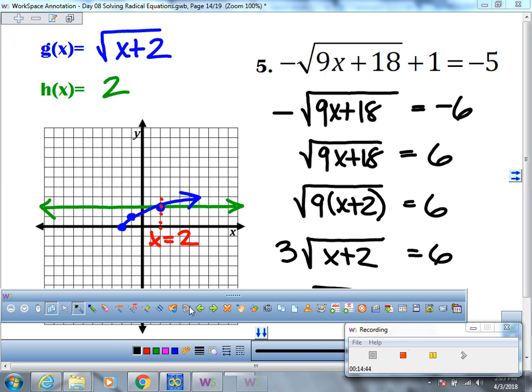Yes, sit up. Yeah. That's because it's cubed. Square root, cube root.